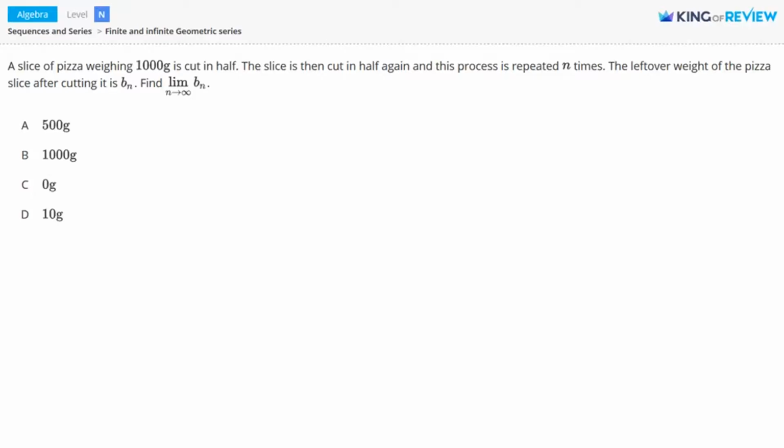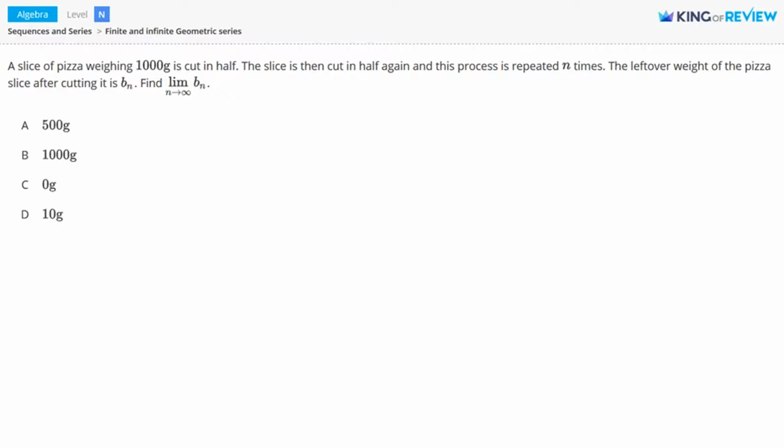A slice of pizza weighing 1,000 grams is cut in half. The slice is then cut in half again, and this process is repeated n times. The leftover weight of the pizza slice after cutting it is Bn. Find the limit as n approaches infinity of Bn.